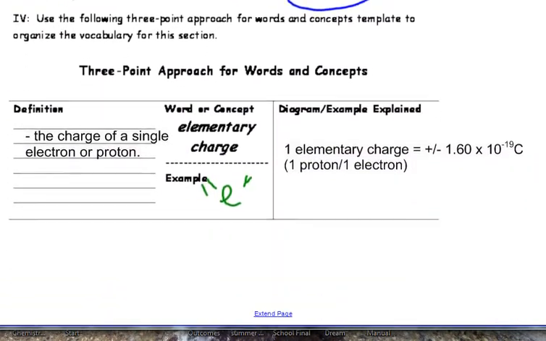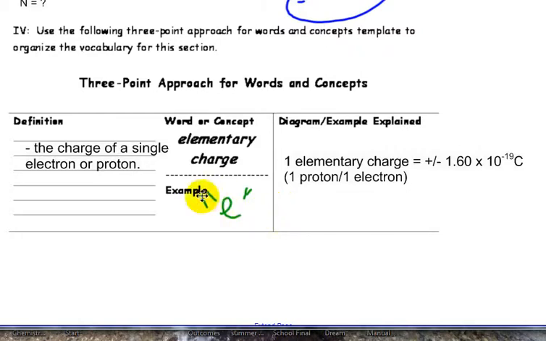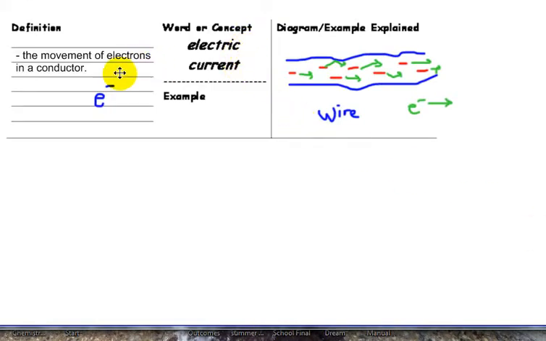Okay. The final vocab here, elementary charge, the charge of a single electron or proton. So depending upon whether I'm talking about a proton or electron, determines whether I use a positive or negative sign for that. Its value is 1.60 times 10 to the minus 19 coulombs. And electric current, we can just view it as the movement of electrons in a conductor. So we're looking at here, this is just the sideways view of a wire. Electrons moving in one direction can constitute an electric current.